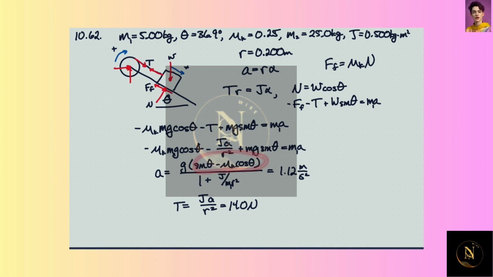physically. And so plugging in all the numbers, we get 1.12 meters per second squared. And then they ask for what the tension in this rope is, so we know that that is just JA over R squared. Plugging everything in, we get that it is 14.0 newtons.